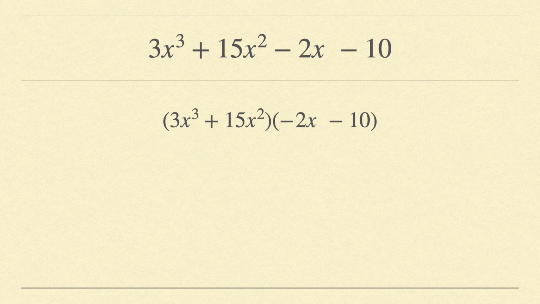here's what we need to do. We need to look at the first set and say, okay, what can I factor out of it? And I can see that I can factor out a 3 from both 3 and 15 and an x squared. So my GCF for the first binomial is 3x squared. And when I do that, I'm going to be left with x plus 5.